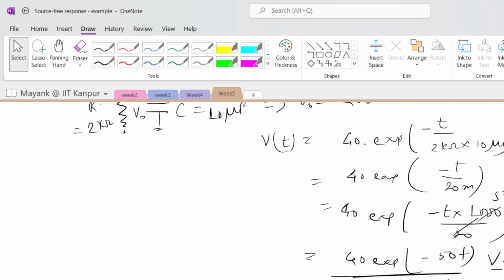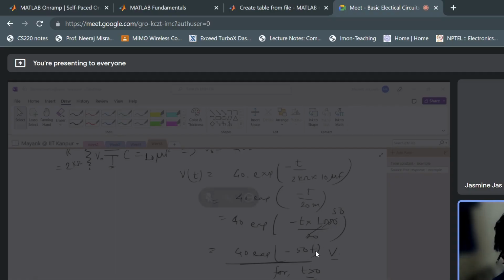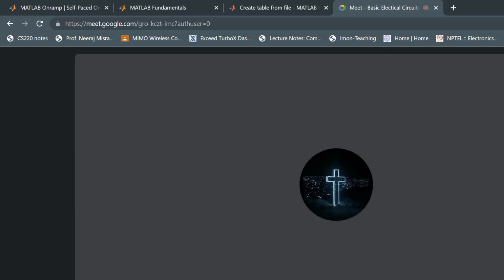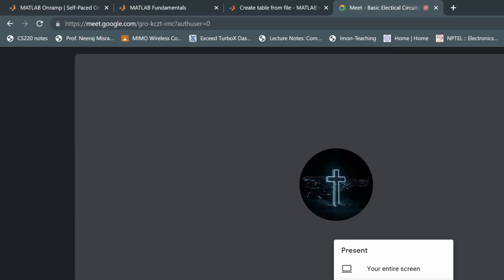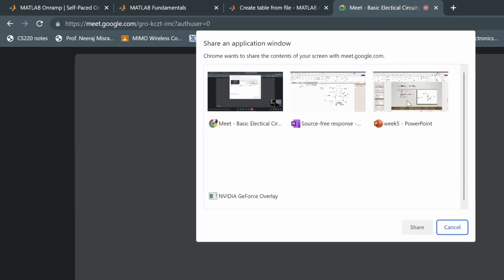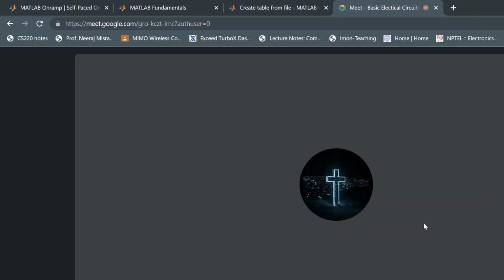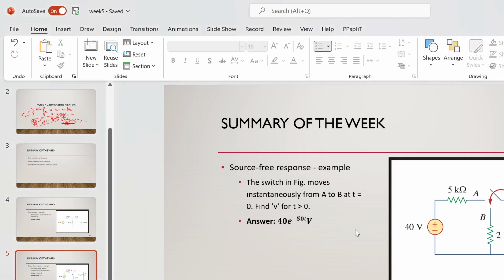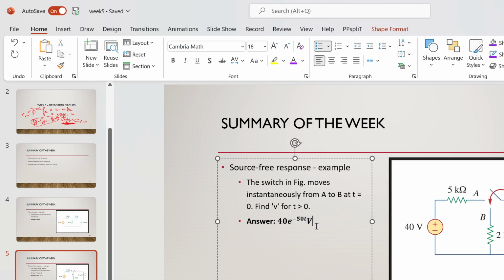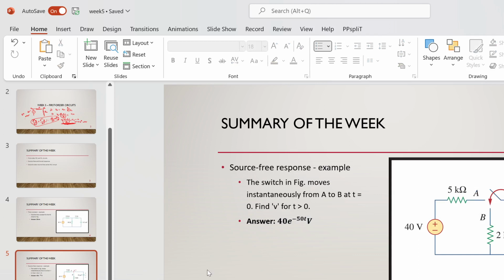So let's see whether this is indeed correct. Yeah, so this is correct. So the answer is 40 exponential minus 50t volts. This voltage here, it is given by this particular expression here. Fine.